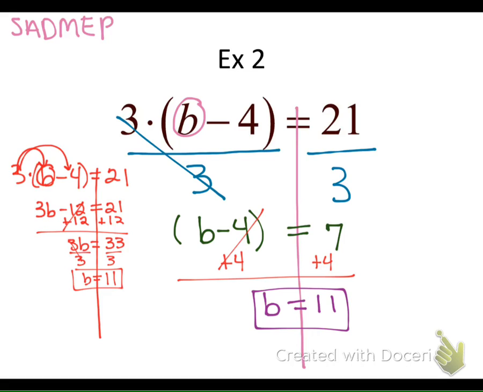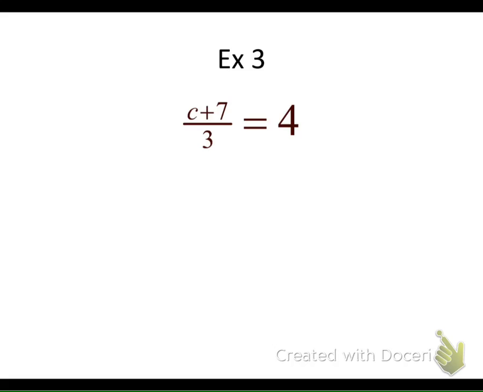It is not today. Okay, let's take a look at example number 3. Can you write this down for example number 3? So we have c plus 7 divided by 3.